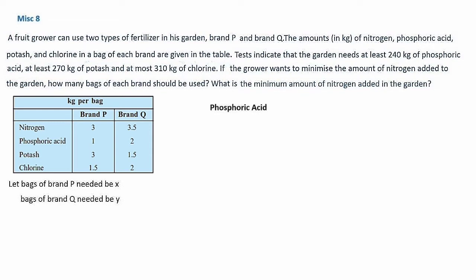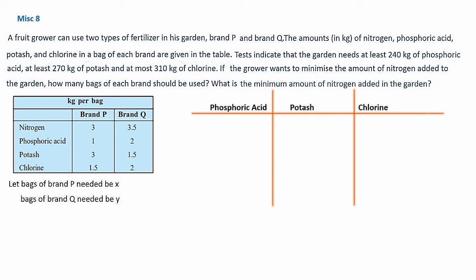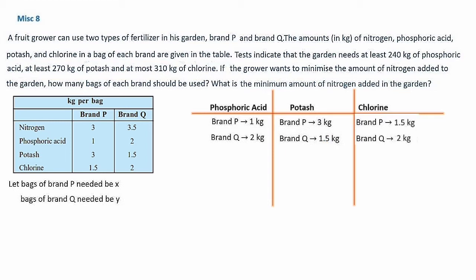Let's summarize the question here. So nitrogen we have to use for the minimizing equation. So we have to use phosphoric acid, potash and chlorine. So these are the other 3 given conditions. In phosphoric acid case, brand P is having 1 kg and brand Q is having 2 kg per bag. And in case of potash, 3 kg and 1.5 kg. And in case of chlorine, brand P is having 1.5 kg and brand Q is having 2 kg.